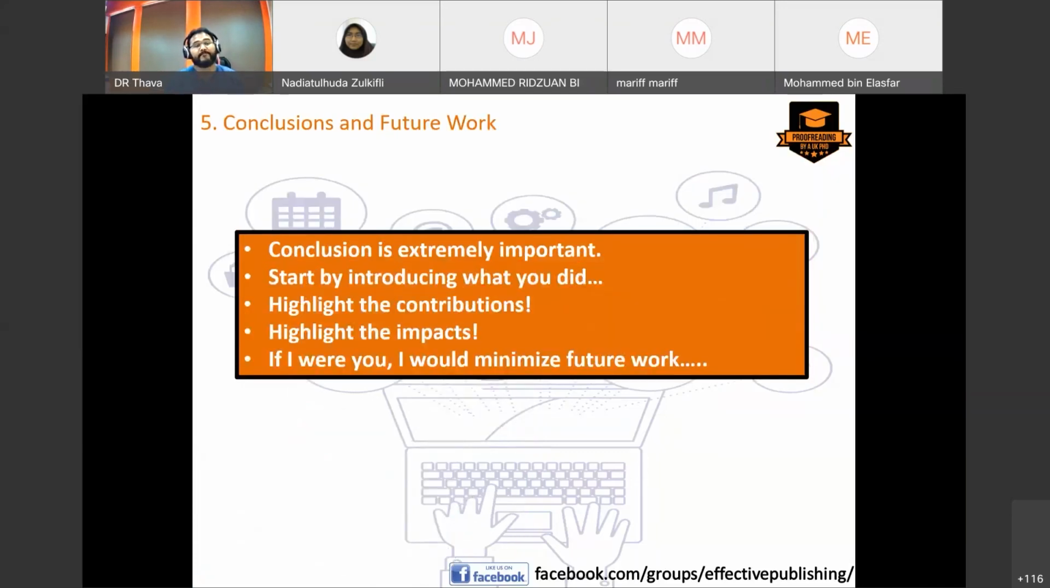Conclusion and future work, very important. Conclusion is extremely important. Start by introducing what you did. Highlight the contributions, highlight the impacts, if I were you. Minimize future work. Why? Because future work will lead to revealing your future papers. So don't put too many items in future work. This is the flow for the conclusion.